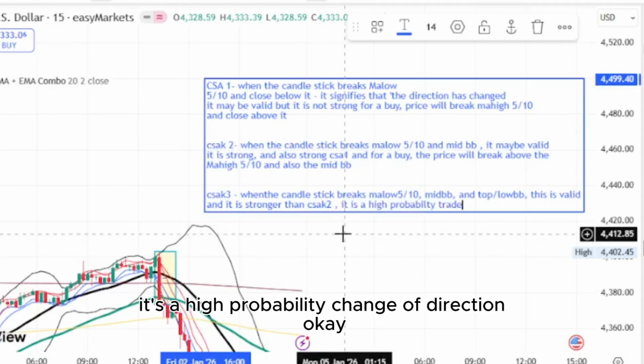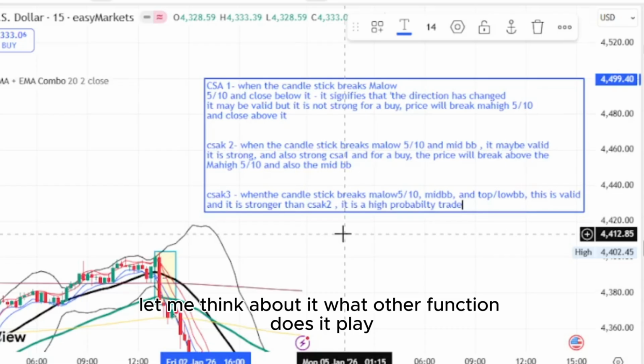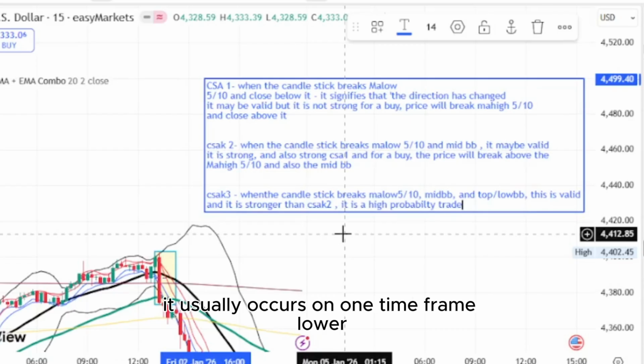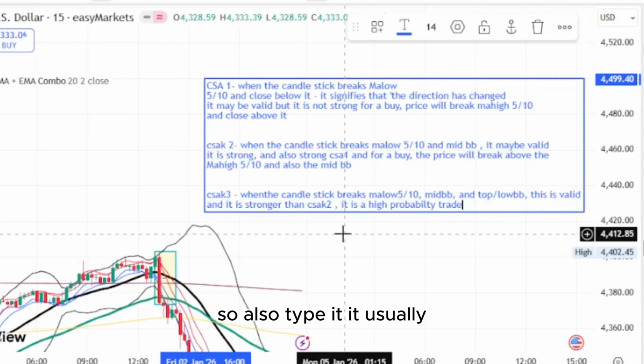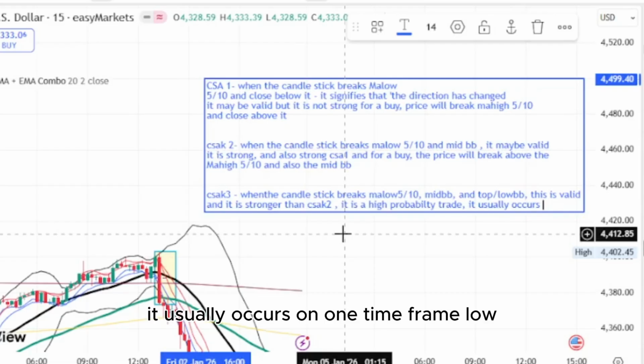Okay, and what other function does it play? Let me think about it. Now, you are going to see it on one time frame lower. It usually occurs on one time frame lower. So I'll also type it. It usually occurs on one time frame lower.